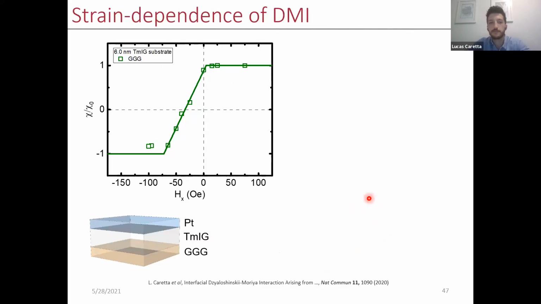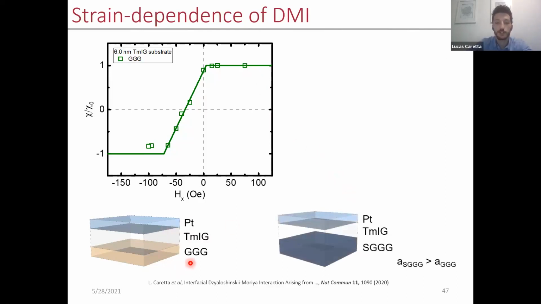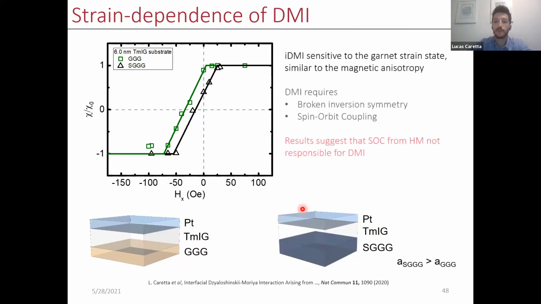Moreover, we can engineer the strength of the DMI not only through composition, but also through strain. So by choice of substrate, we can strain the garnet in different ways and actually induce different strengths of DMI. So we can change the DMI by up to a factor of 2 just by using strain. So very similar to how the magnetic anisotropy is sensitive to strain, the DMI is as well.